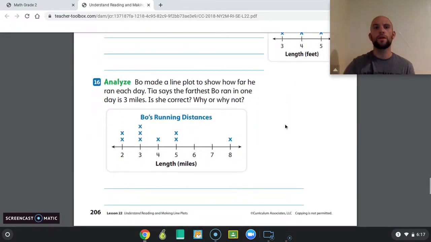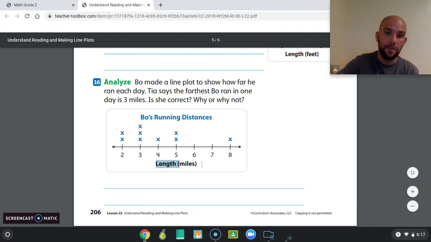And then let's look at one more here. It says Bo made a line plot to show how far he ran each day. Tia says the farthest Bo ran in one day is 3 miles. Is she correct? Why or why not? So let's look at 3 miles. We have to look at our length in miles, and that's 3 right here. And Tia says that the farthest Bo ran in one day is 3 miles. Well, he ran 3 miles how many days? 1, 2, 3. 3 days.